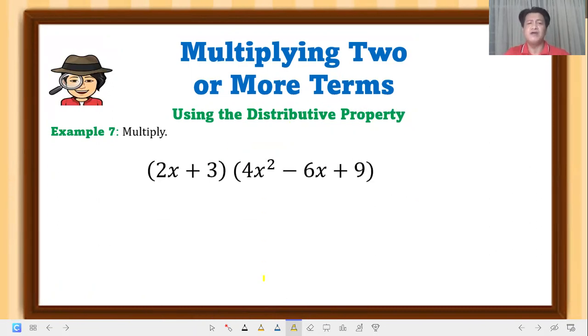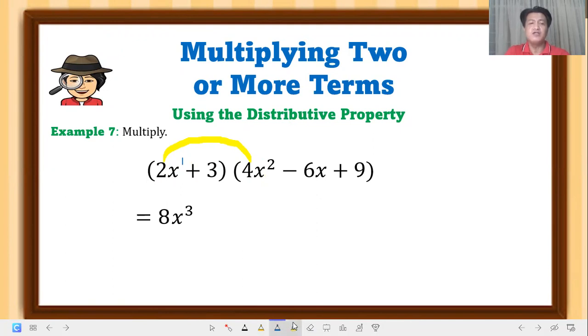Okay, for number 7, using the distributive property pa rin tayo. So, i-multiply natin yung binomial doon sa trinomial. Okay, always remember, distribute yung first term sa first term, that is 2x times 4x squared, meaning to say that is 2 times 4, that will become 8. Since meron pong exponent na 1 si x dyan, kaya nga 1 plus 2, that will become 3, kaya nga x cubed na siya.